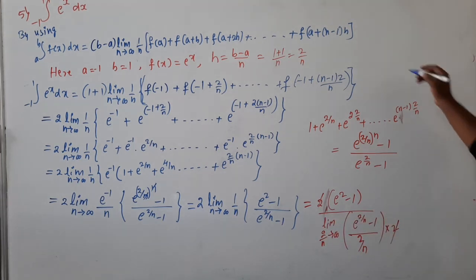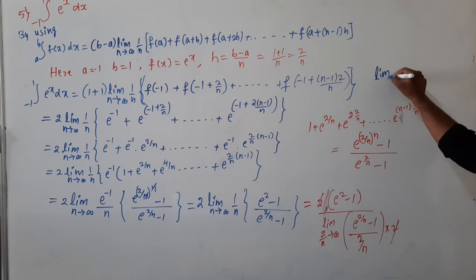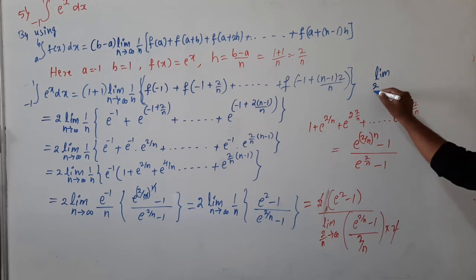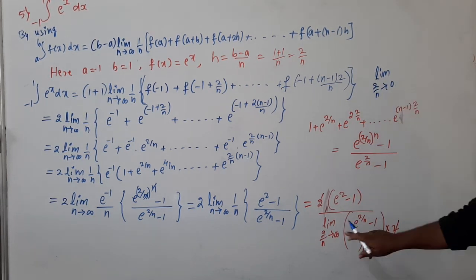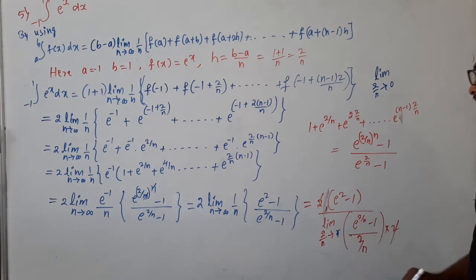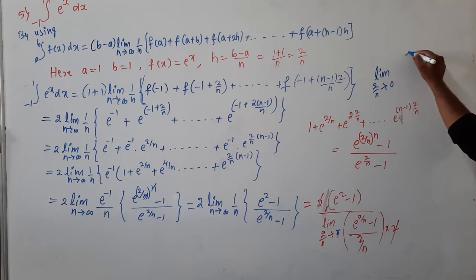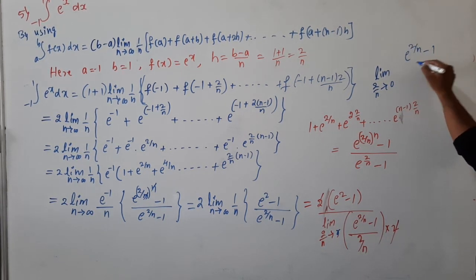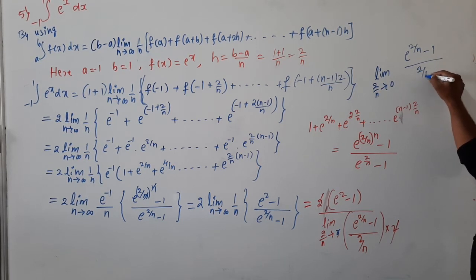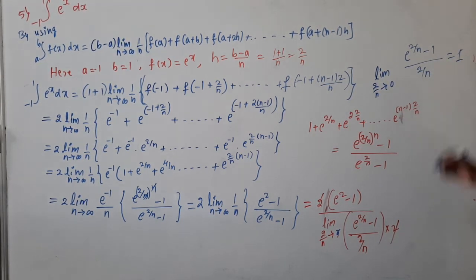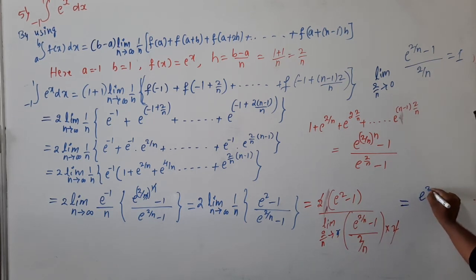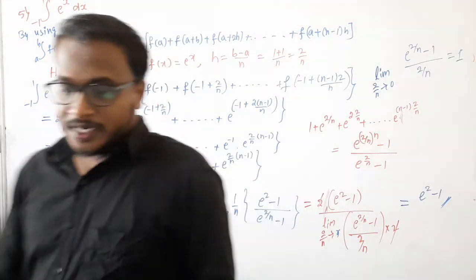So applying the limit, we know the limit of a function, that is 2 by n tends to 0, e to the power 2 by n minus 1 divided by 2 by n, which is equal to 1. The value of this one will become 1. Therefore, it is e square minus 1.